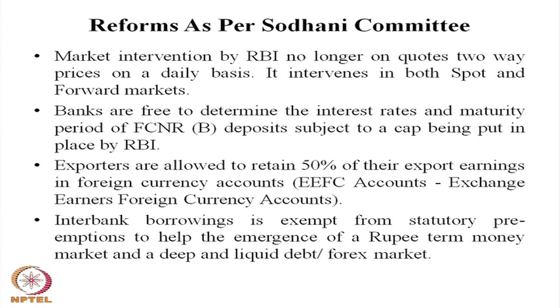Banks are free to determine the interest rate and maturity on FCNR(B) accounts. As per the Sodhani committee recommendation, RBI accepted this. Exporters are allowed to retain 50% of their export earnings in a foreign currency account, the EEFC account, and there is no requirement for them to convert the foreign currency immediately. Similarly, interbank borrowing is exempted from SLR and CRR requirements, and this was accepted by the RBI, and a significant part of the money was released because there is no requirement for CRR and SLR on interbank forex borrowing. That is also part of the Sodhani committee recommendation.